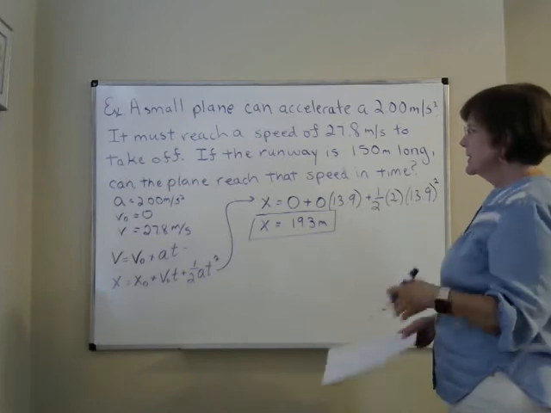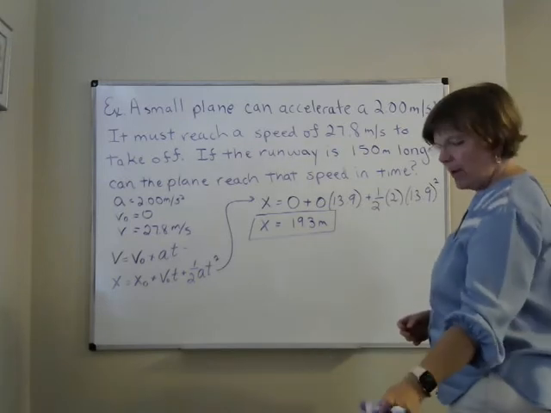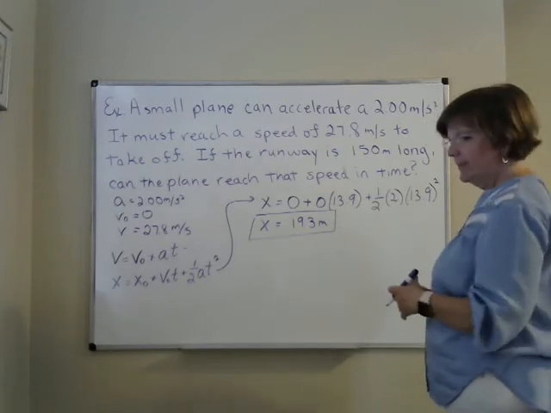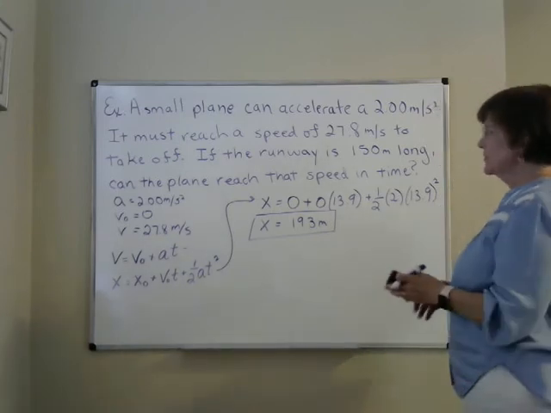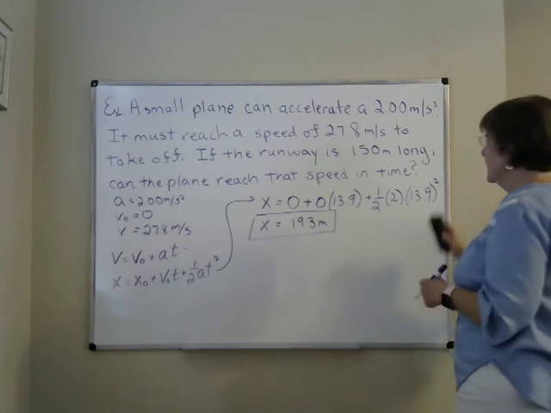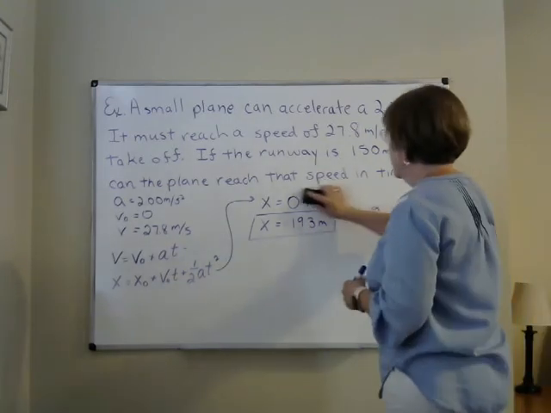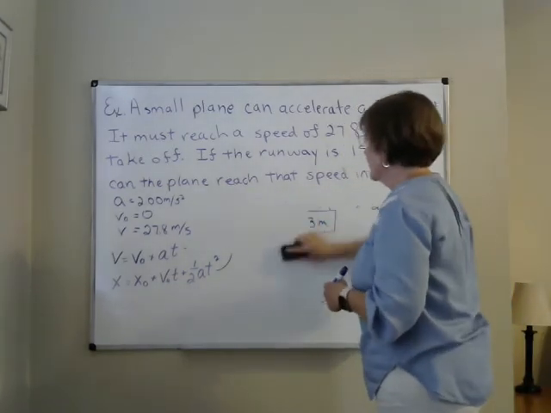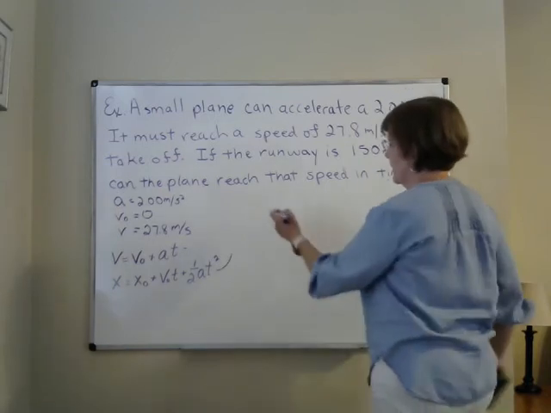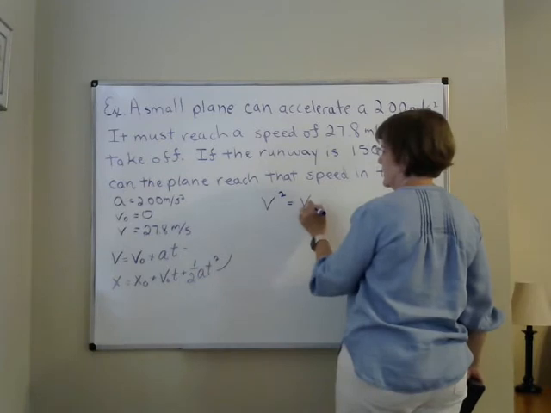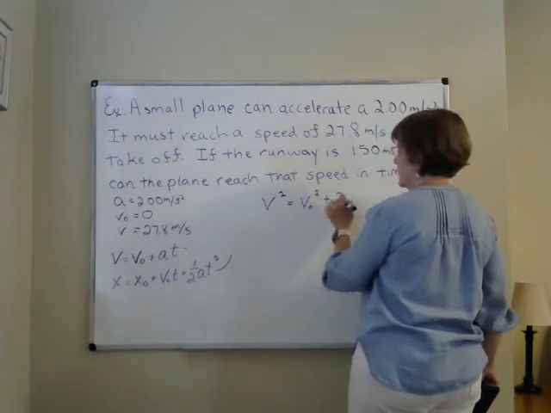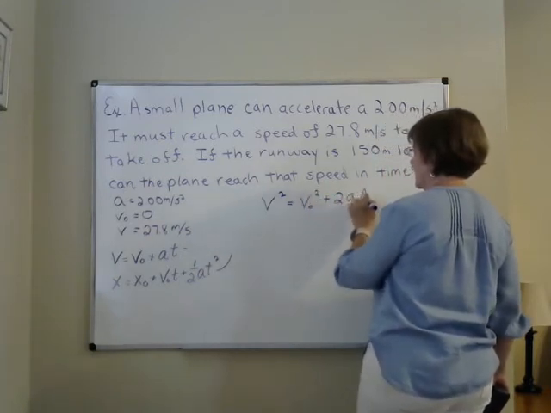Now, there is another way I could have worked that problem, and it would have actually saved me from having to do a 2-step problem. Although I like the 2-step because I understand it well. The other possibility would be, hey, I had this formula a minute ago. V squared is equal to V0 squared plus 2A delta X.